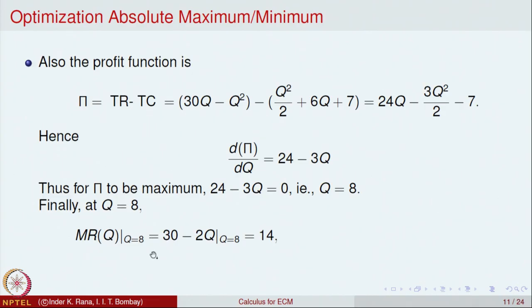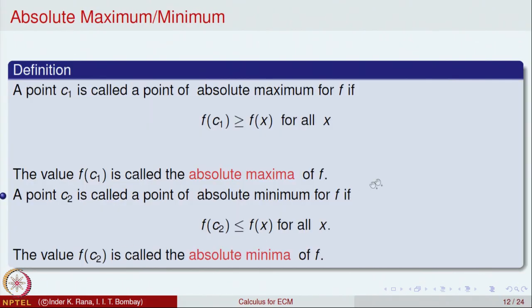Let us now look at what is called the absolute maximum and absolute minimum of a function. Till now, we have mainly been looking at what are called the local maximum and minimum. That means, in a neighborhood of that point, the value is the largest value, or in a neighborhood of that point, the value is the smallest value. We would like to know, given a function in all its domain, what is the largest value the function can take in its domain.